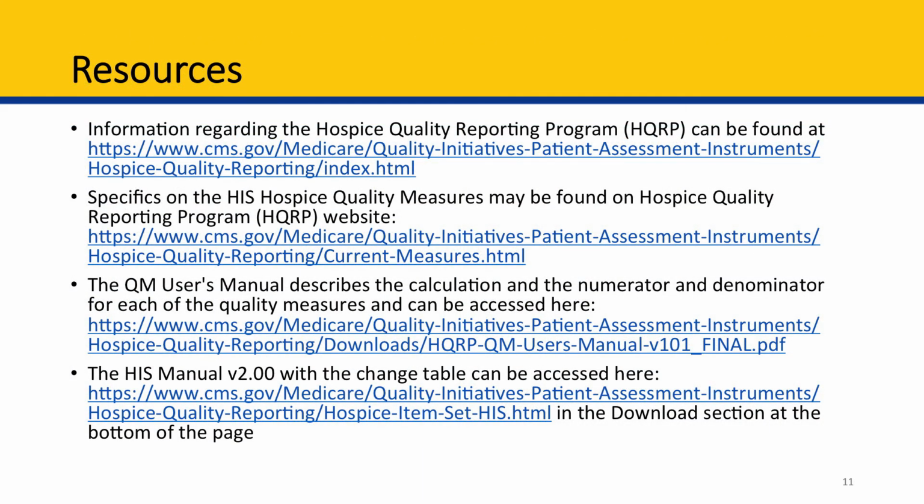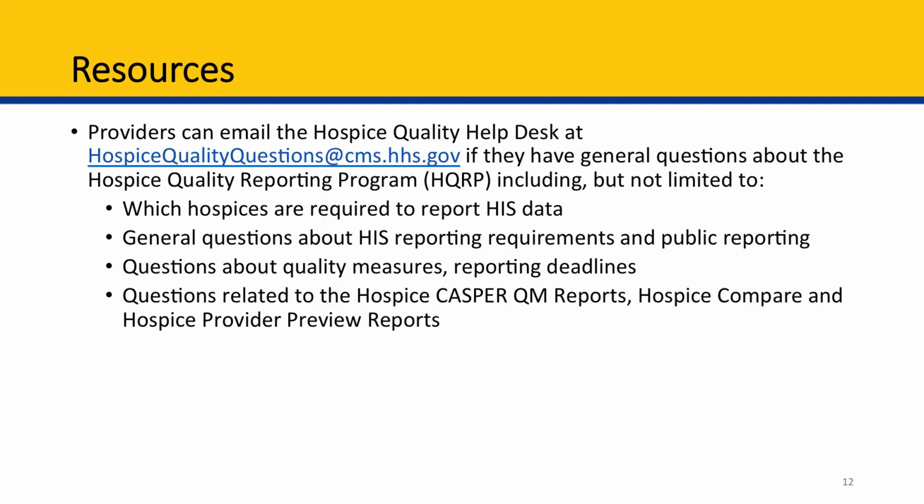While the series overall is intended for users who are familiar with HIS coding and submission guidelines, information regarding the Hospice Quality Reporting Program can be found by clicking the hyperlink on this resource slide. This resource slide also contains hyperlinks to specifics on the HIS Hospice Quality Measures, the QM User's Manual, and the HIS Manual V2 with the change table. The Hospice Quality Help Desk is available to assist with general questions about the Hospice Quality Reporting Program.